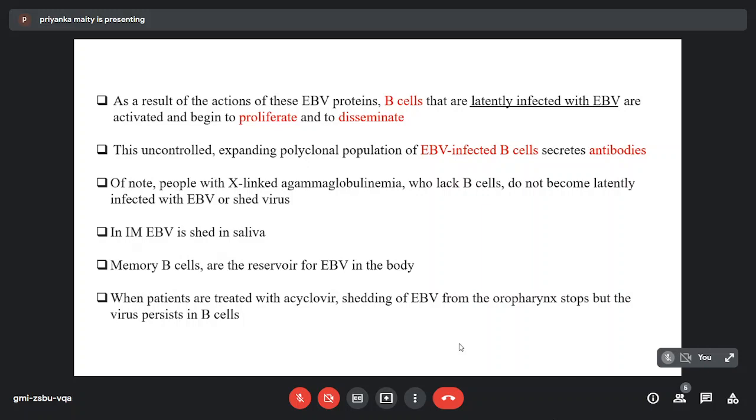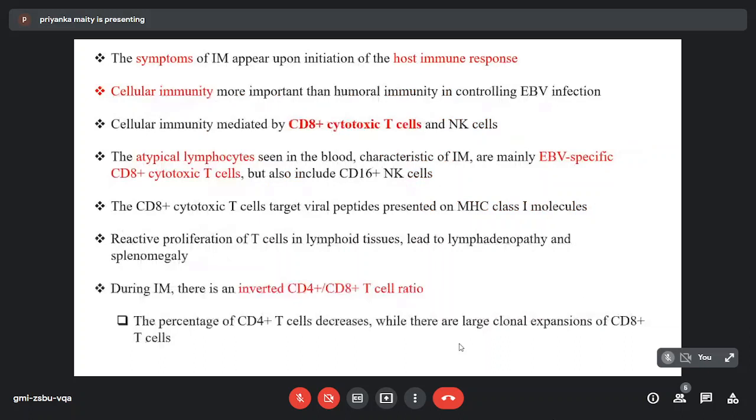Memory B cells are the reservoir for EBV in the body. When patients are treated with acyclovir, shedding of EBV from the oropharynx stops, but the virus persists in B cells. The symptoms of IM appear upon initiation of the host immune response. Cellular immunity is more important than humoral immunity in controlling EBV infection.